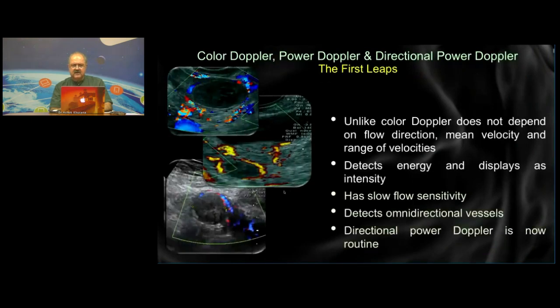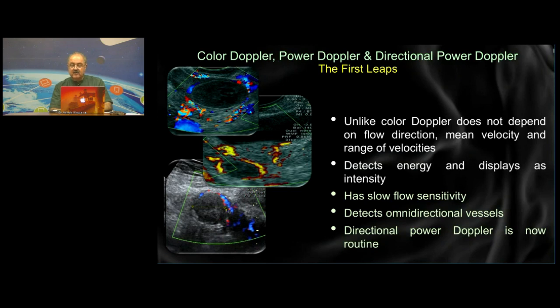We started slowly. We started around the turn of the century when we replaced some of the flows that we were getting with color flow with power Doppler. Power Doppler was coded as orange and yellow traditionally. And unlike color Doppler, it did not depend on flow direction, mean velocity and range of velocities. What we were looking at was detecting energy and displaying them as intensity. And because of this physics, we were picking up slow flow sensitivity, which is fetal vessels, omnidirectional vessels, which is vessels within an organ. And then we made another step, and that was directional power Doppler, where we were not losing direction. We were back to our blues and reds, and we knew which direction the flow was coming in from. And those were the initial steps.